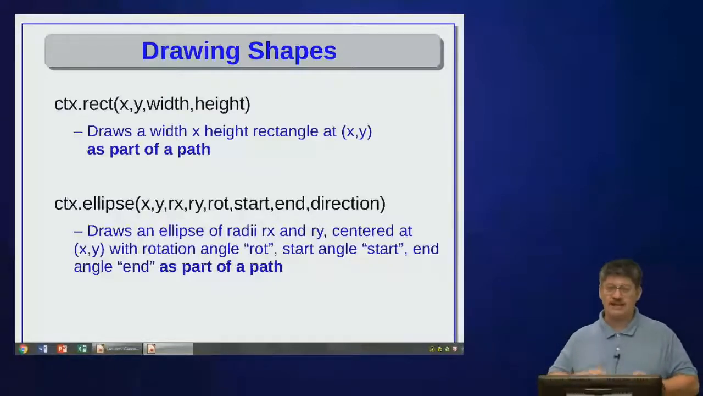I can also draw an ellipse. If I draw an ellipse, I specify the center of the ellipse as an x and y coordinate. I specify rx and ry, which are the lengths of the radii, of the axes. So rx is the length of the x-axis, ry is the length of the y-axis. An angle of rotation, which tells it how much to sweep out, basically, a start and an end angle, and a direction, which tells it whether it's clockwise or counterclockwise again.